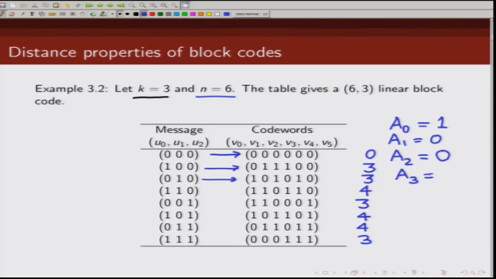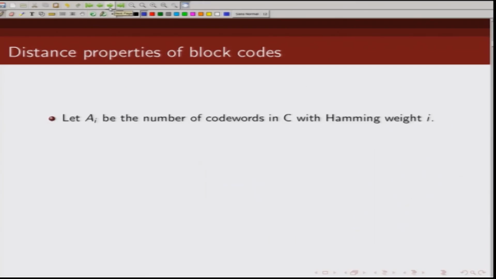What about A3? That is 1, 2, 3, 4. We have 4 code words with Hamming weight 3. A4, 1, 2, 3. We do not have any code word with Hamming weight 5 or Hamming weight 6. And you can do a quick check, the counts should add up to the number of code words that we have, which is 8: 1 plus 4 plus 3. So, we are denoting by A_i the number of code words in this linear block code with Hamming weight i.